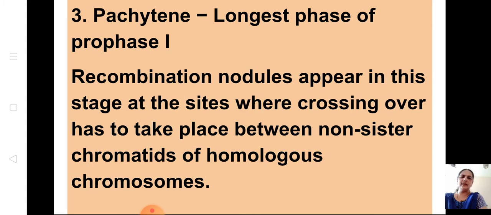Okay, then Pachytene is the 3rd stage. It is the longest phase of prophase 1. Recombination nodules appear in this stage at the sites where crossing over has to take place between non-sister chromatids of homologous chromosomes. That means the nodules are formed when they are paired together. At that place nodules appear, at the sites where crossing over is going to take place. Okay, between the non-sister chromatids, between the 2 pairs, of the homologous chromosomes.